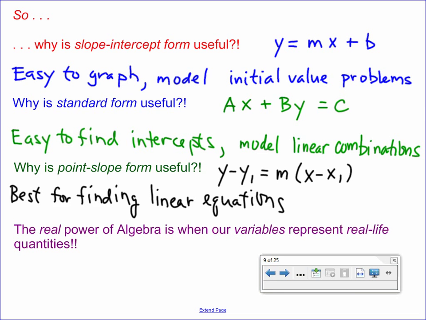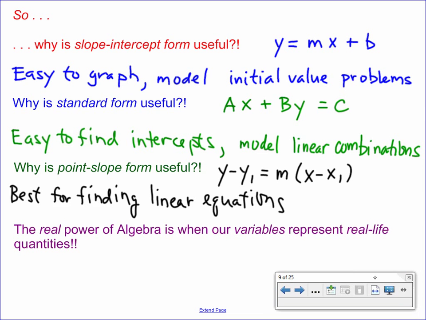So who cares? Well, the real power of algebra is when those variables in our equation have meaning, when they represent real life quantities. So today what we're going to do is let x and y stand for real life quantities in a variety of different physical situations. And we're going to generate linear models and interpret them to answer some real life questions. So that's what we're going to be doing today. The real power of algebra is when those variables represent real life quantities complete with units.